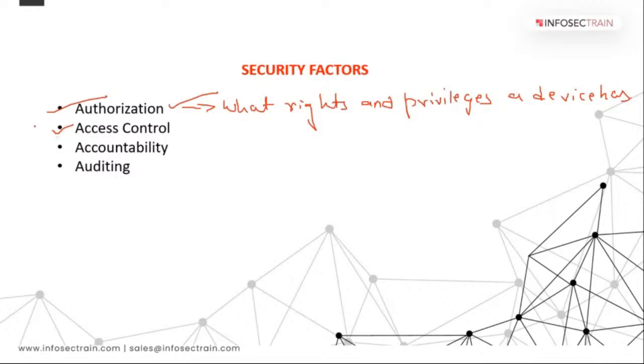Now, if I talk about access control, in authorization you are determining what rights and privileges a device has. And where are you assigning those privileges? In access control, we assign those rights and privileges to various resources. So assigning privileges is done in access control.